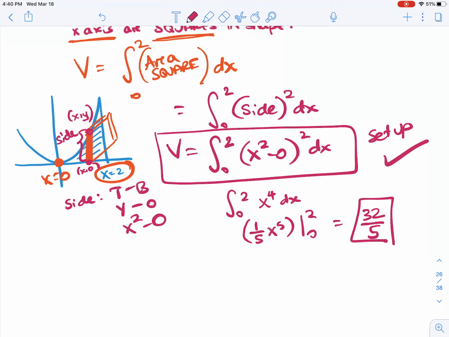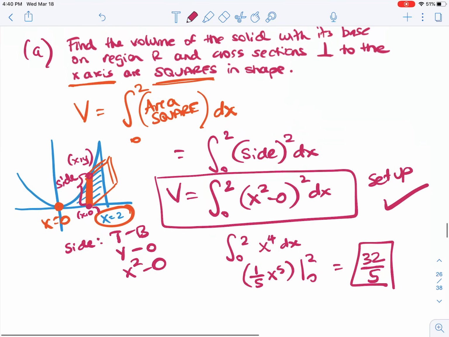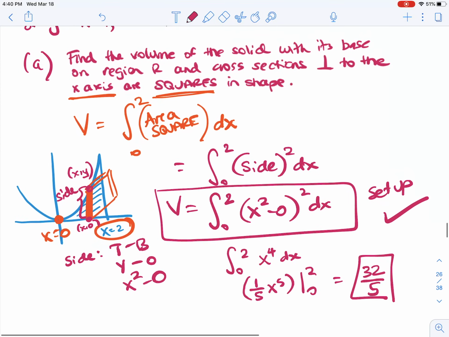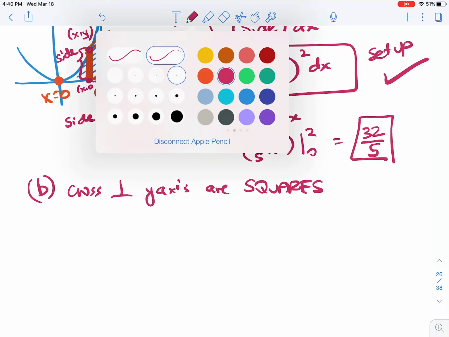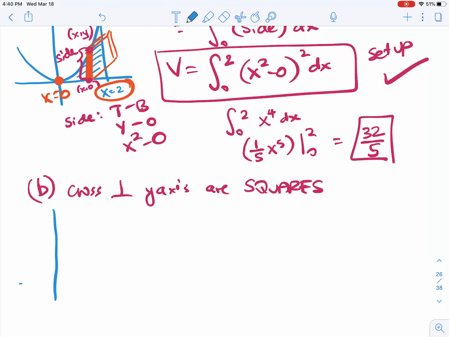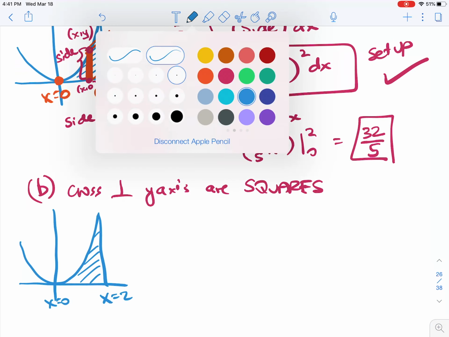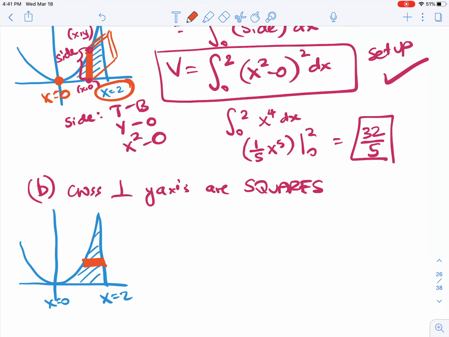That's your volume. Okay, so what I want to do is change gears slightly. What if I had the same region of my solid? I'll call this part B. What if your cross sections were perpendicular to the y-axis, and your cross sections are still squares? I'm not changing much about this, but I am going to change the orientation here, and I will get a different value. It's a different solid. I'm still talking about y equals x squared. I'm still talking about a boundary at x equals 2. But now my cross sections are perpendicular to the y-axis.